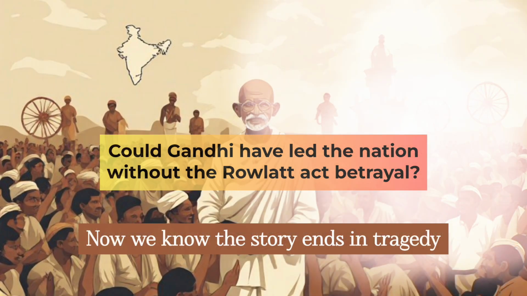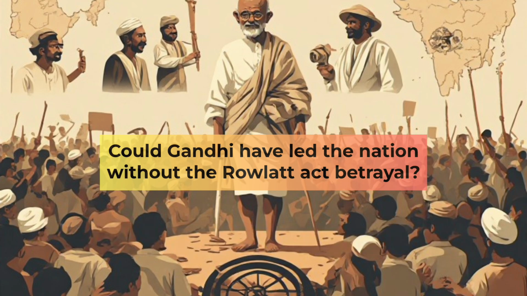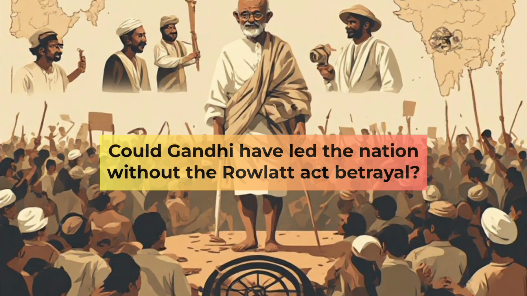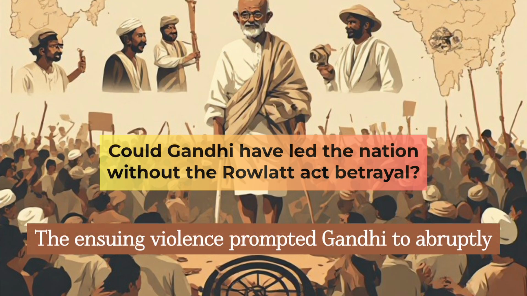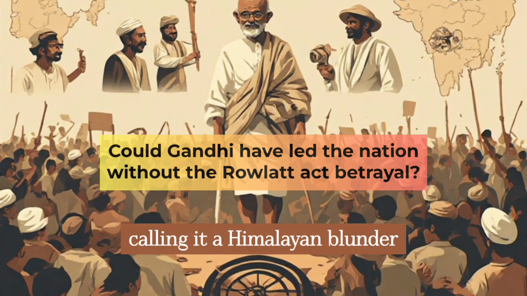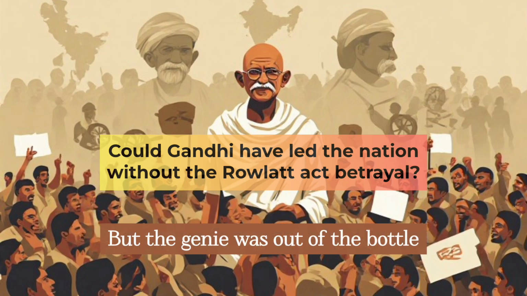Now we know the story ends in tragedy. The intense mobilization terrified the British, leading directly to the horrors of Jallianwala Bagh just a week later. The ensuing violence prompted Gandhi to abruptly halt the satyagraha, calling it a Himalayan blunder because the masses were not yet trained in absolute nonviolence. But the genie was out of the bottle.